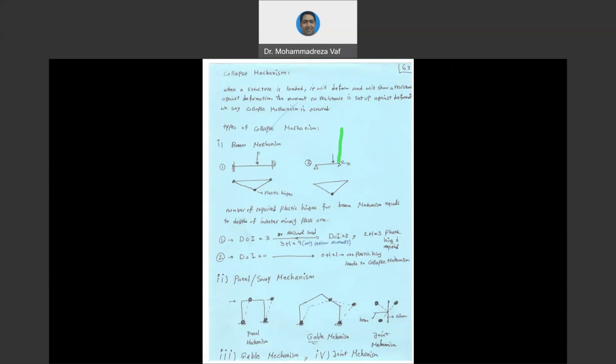One of the hinges is going to be at the location of the load that you have applied. For example, if this is your frame and you have applied the load to the column, your beam may collapse in a condition like this one.